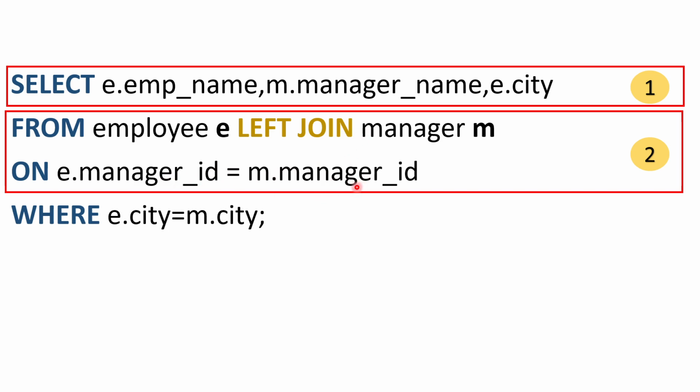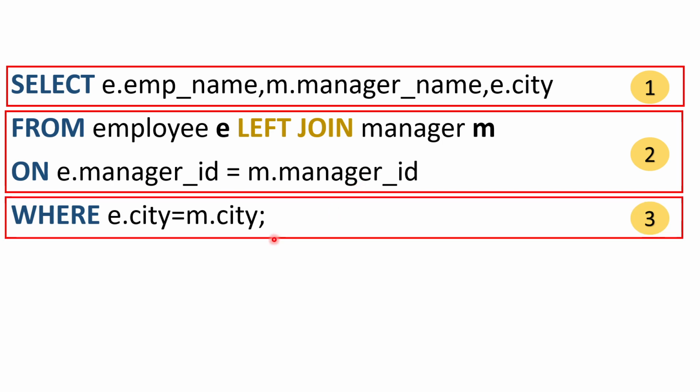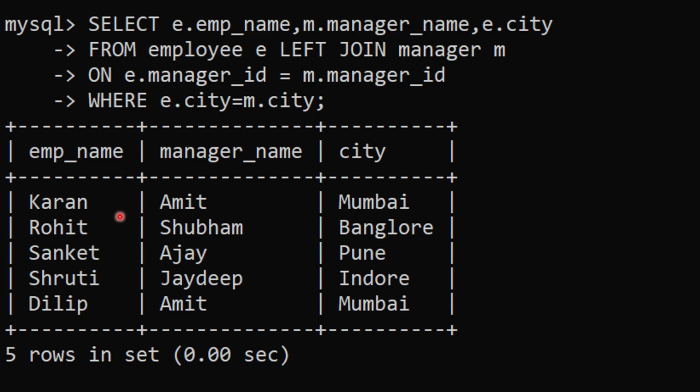And in last we will write our condition, which is employee and manager should belong to the same city. So we will write where E dot city equal to M dot city. So this where clause will return true if the city of employee and manager will be same in both the tables for a particular employee. So when we execute this query, we will get this result. So here 5 employees and their corresponding manager belongs to the same city.